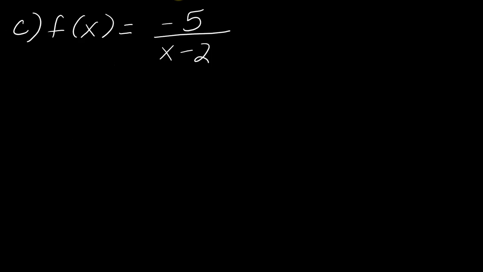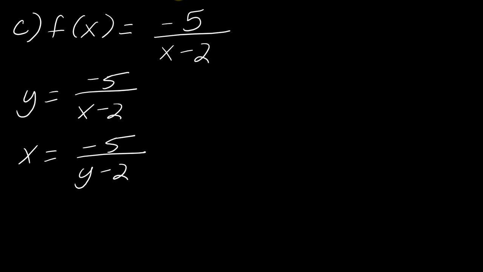Okay, so I have another one here. This is an interesting one. So f of x equals negative 5 over x minus 2. You can pause here and give this a try when you're ready. Okay, so I have y equals negative 5 over x minus 2. This one's kind of interesting. So let's see, I'm going to flip my x and my y.